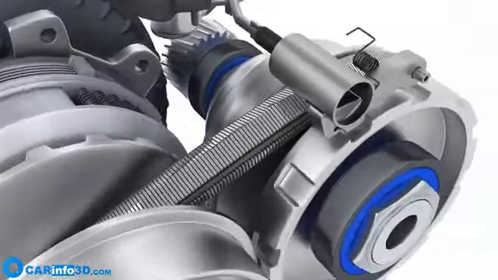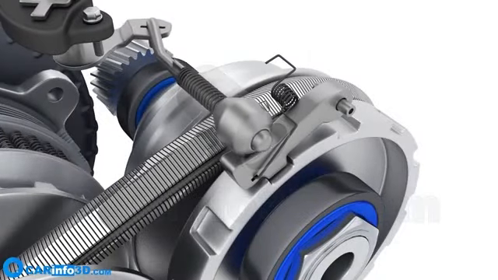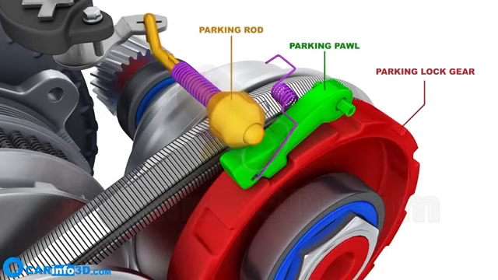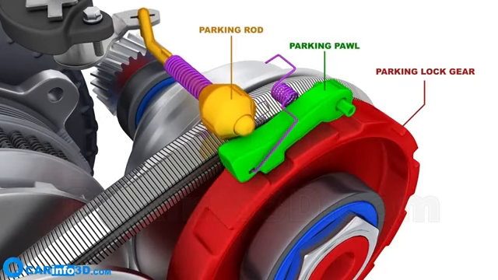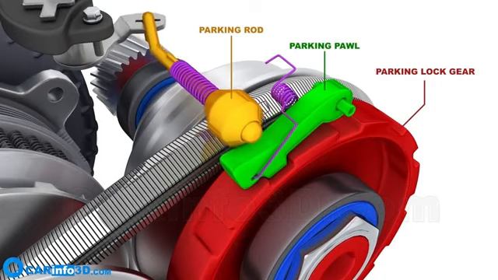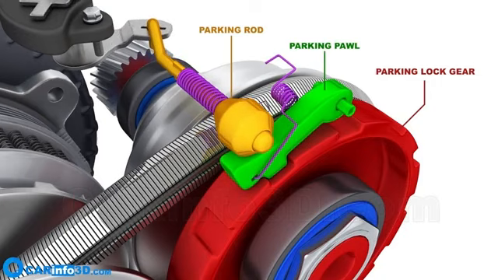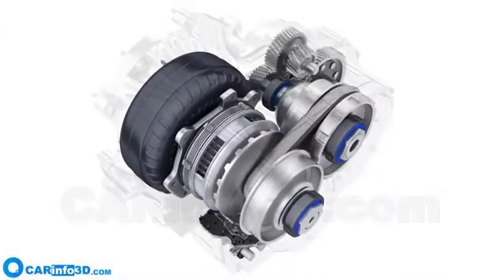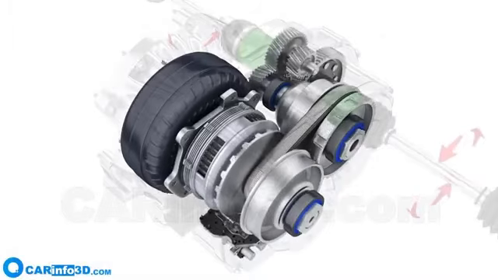The CVT, just like most other designs, employs a mechanical device to lock the transmission when the shift lever is in the park position. In this case, it is a parking lock gear on the CVT's driven pulley. Our review of the fundamental features of a continuously variable transmission has come to an end.